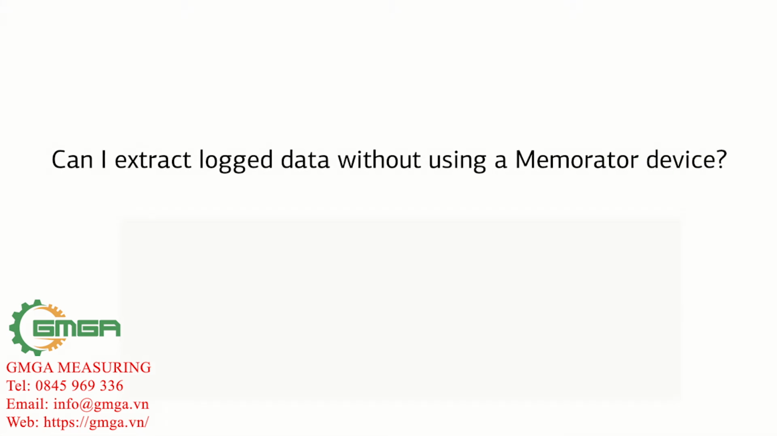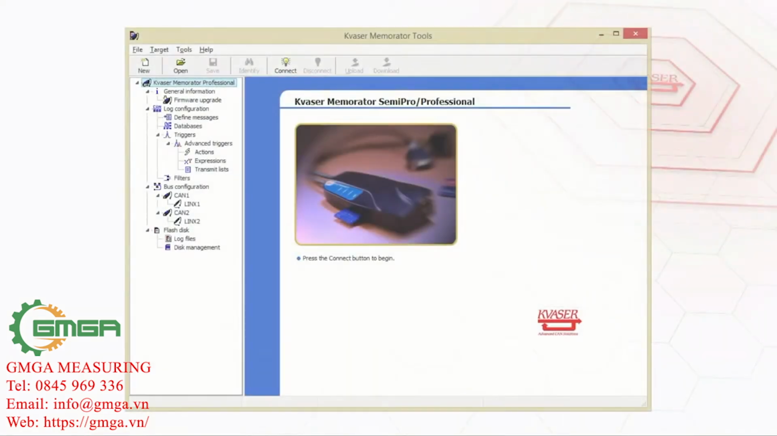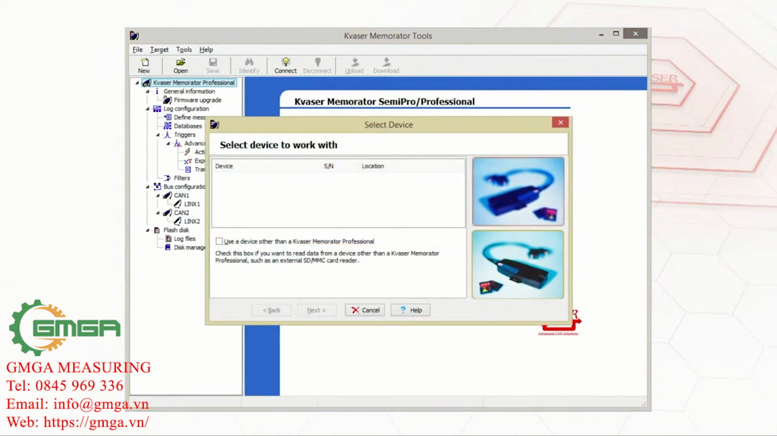Can I extract the log data without using a Memorator device? Well, the answer is yes, you can. Start by opening the Memorator tools and select Connect. Here's where we would select the Memorator we wanted to connect to, but instead of selecting a Memorator, select the option Use a device other than a Kvaser Memorator Professional box and press Next.